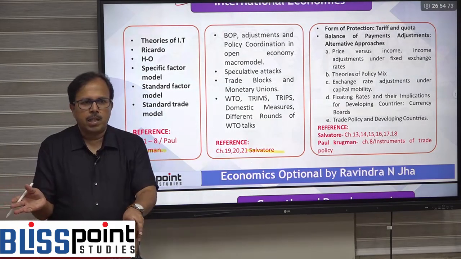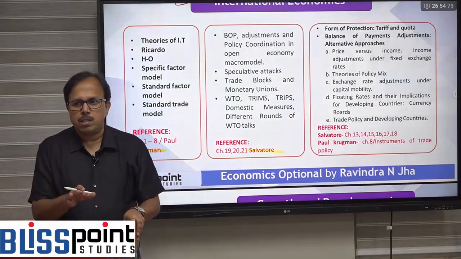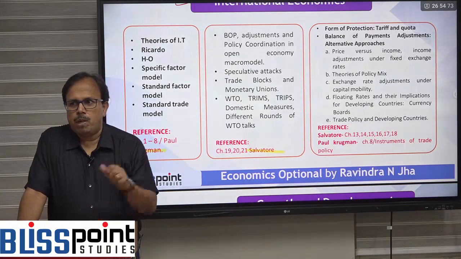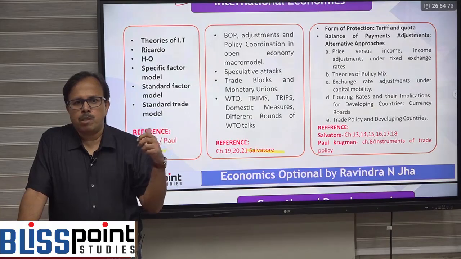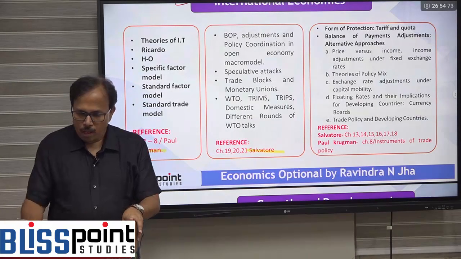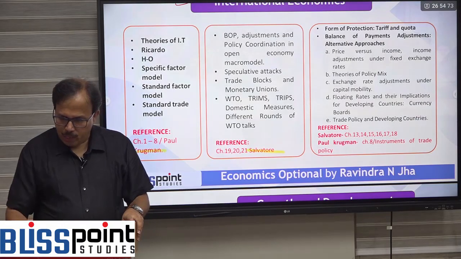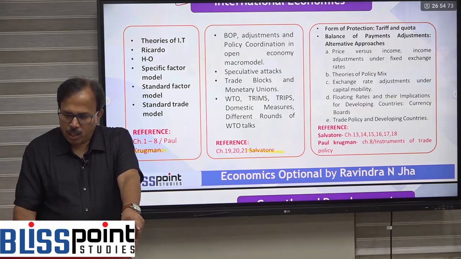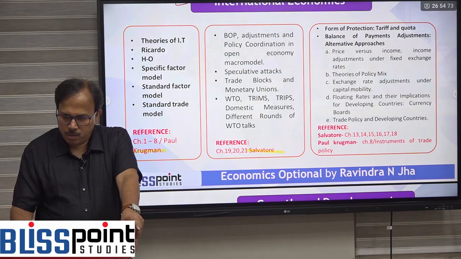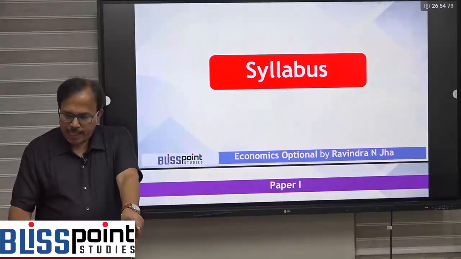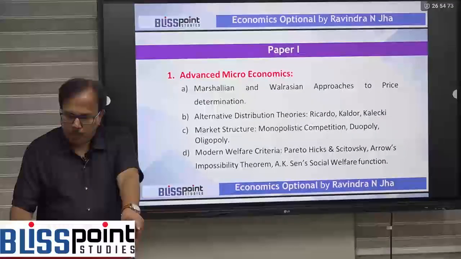वो भी अगर आप refer नहीं करते, no problem with that, just focus on the class notes. That means we are providing that dictation by referring to these sources. If you want to refer to that book, the book is there. Clear? So syllabus-wise we will be starting with international economics. In terms of syllabus, it will be part of paper 1.